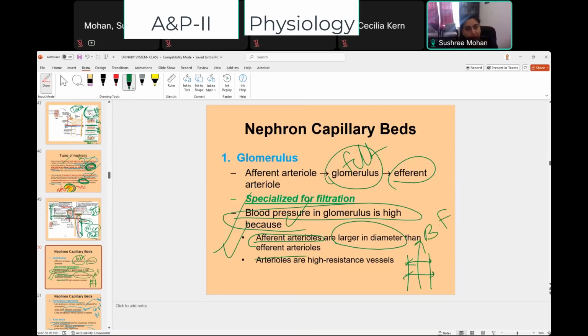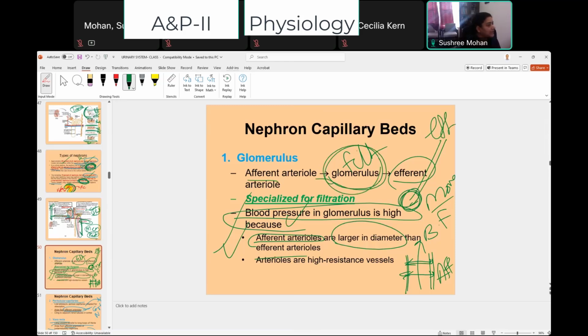And I told you that if a blood vessel has a bigger diameter, a wider diameter, the blood flow, I'm not talking about blood pressure, I'm saying blood flow, would be more because the diameter is more. The wider the pipe, more flow of blood will be there. The pressure may be less, but the amount of blood coming would be more flow. Now this is afferent. They have wider diameter, bigger diameter. Then it goes through the glomerulus and it comes out through the efferent.